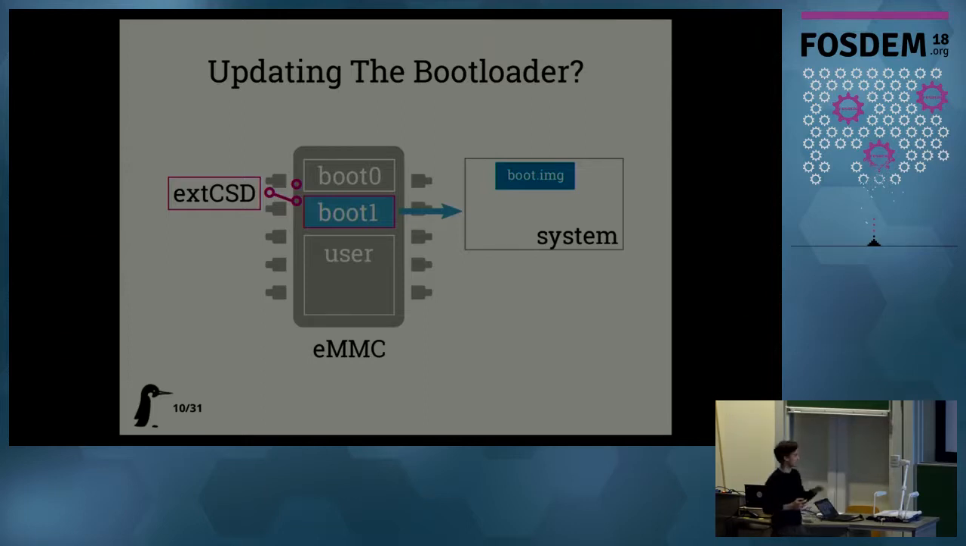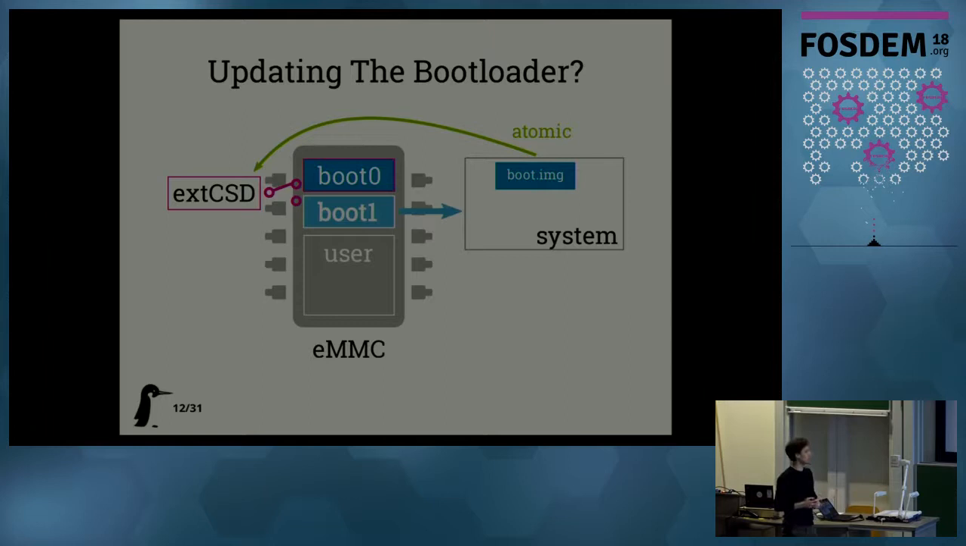If we take this example, we booted with our bootloader from boot1, started the system, and if we now want to update the bootloader, we simply write it to the boot0 partition, not having switched anything in the EXT_CSD, which is responsible for telling the ROM code which boot partition to load. And then at the very end step, when we are sure we've updated the bootloader successfully, we do the atomic switch and have a running updated bootloader in an atomic way.